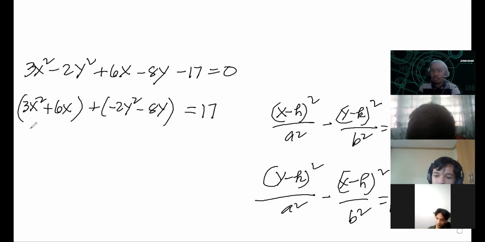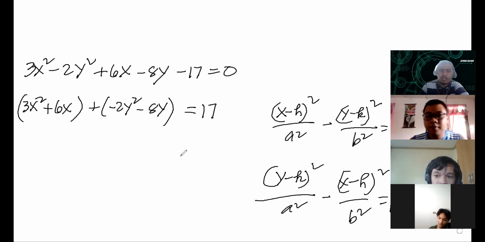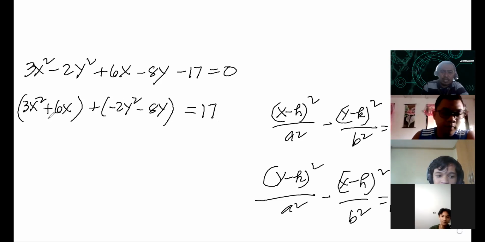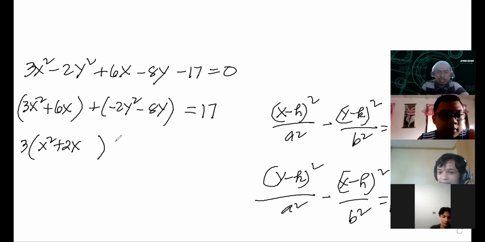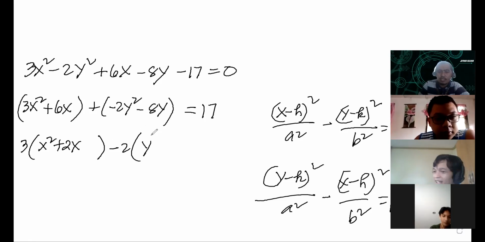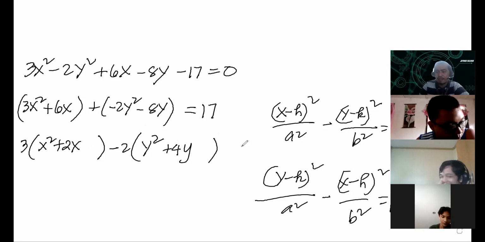Okay, now, what should be the next step? Factor, sir. Very good. Here, what do we factor out, class? 3, sir, x squared plus 2x. Very good. We will complete it later. On the other side, you factor out negative 2, right? So it becomes y squared plus 4y. Agree? And it will be equal to 17.